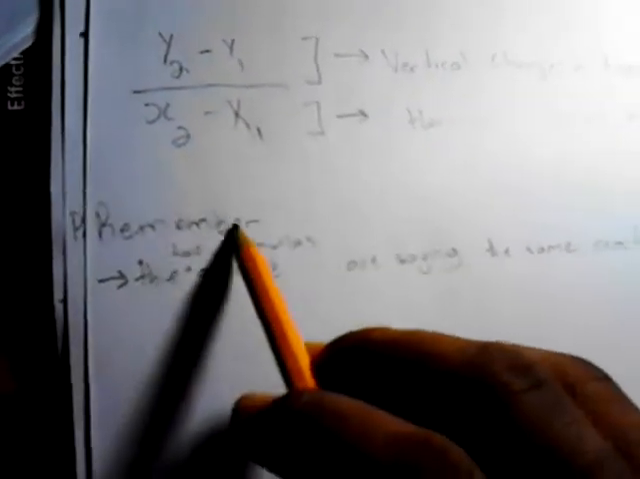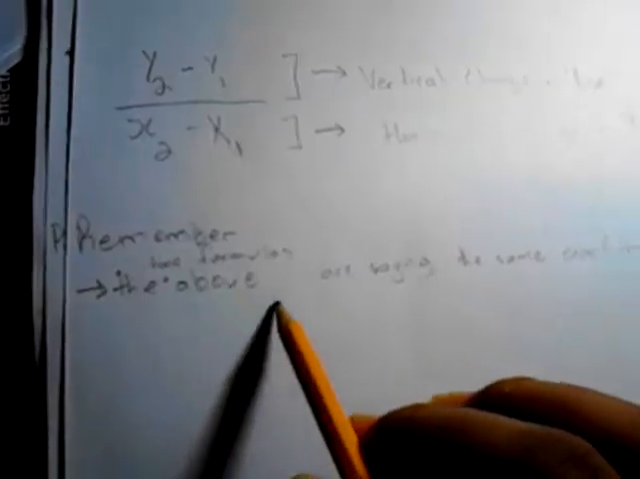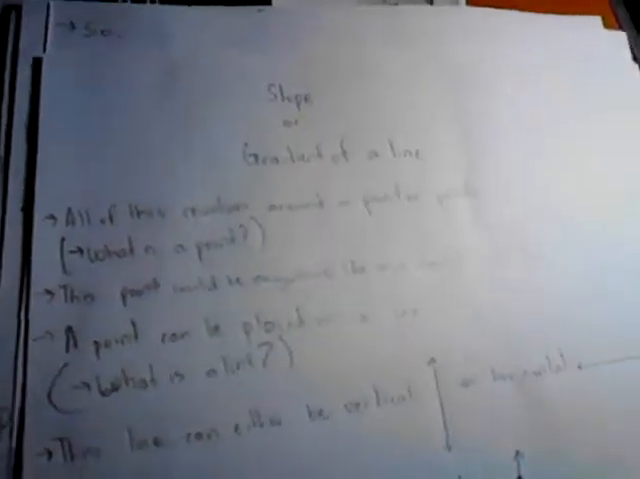Don't get bogged down like, oh my God, this is horrible. No, that's all it relates back to. And I have right here, and I said it already, remember, the formulas above are saying the same exact thing. That's all they're saying. So let's look back at the original. So we have the slope, or gradient, of a line. That's all it relates back to.